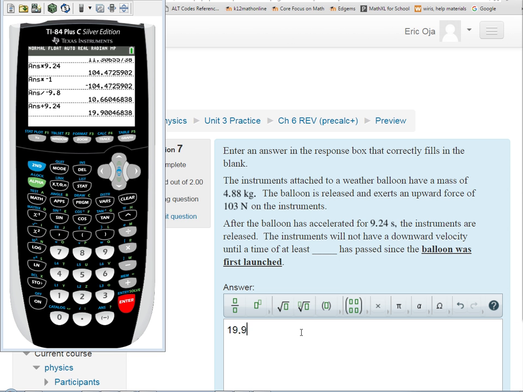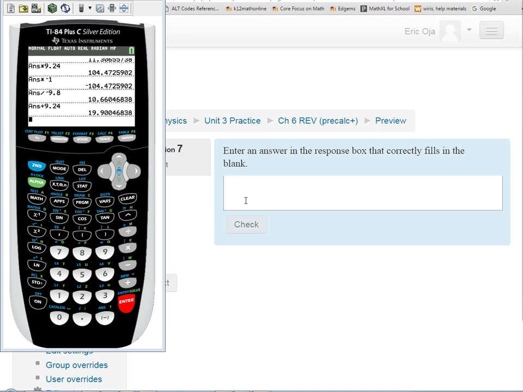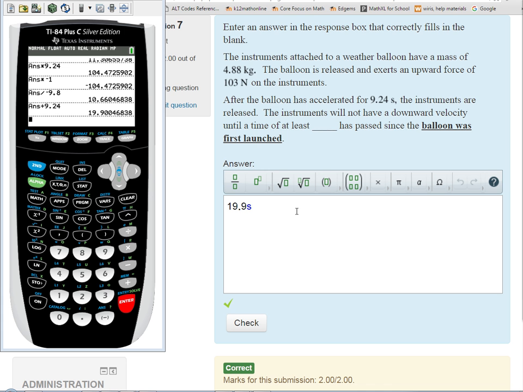What are my units going to be? Seconds. Got it. How about that? Pretty good stuff, huh? What do you know? Is that helping? Good.